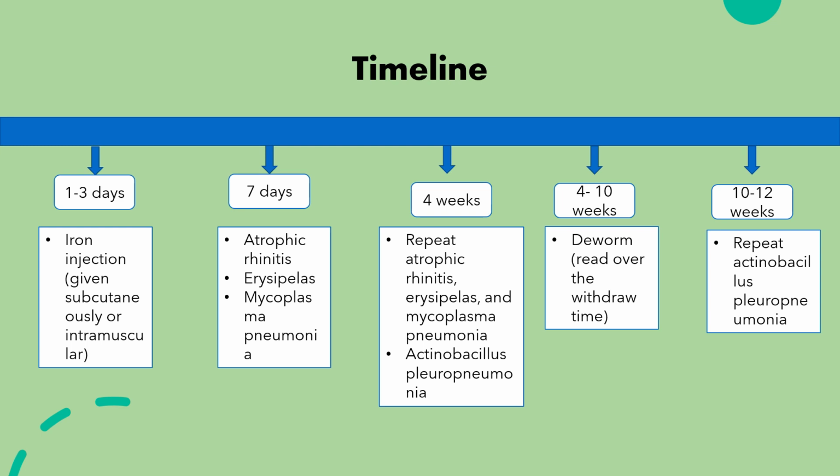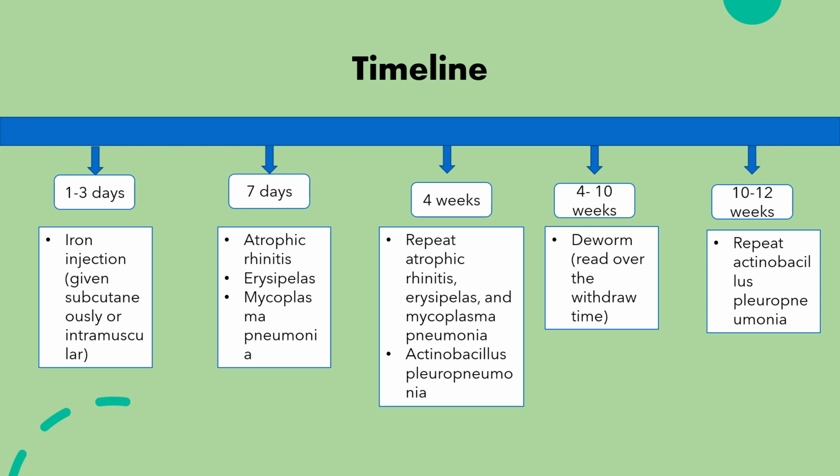However, they will most likely receive an iron injection, and the reason they receive this is because they are prone to iron deficiency, especially because piglets have yet to develop their immune system. And iron deficiency can lead to anemia, which can lead to death.